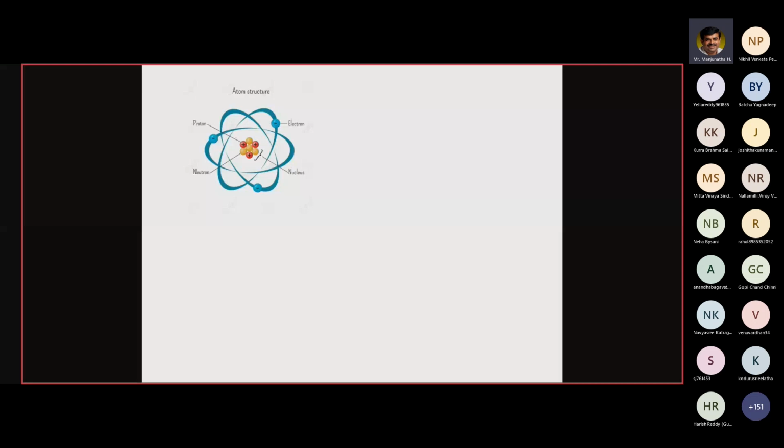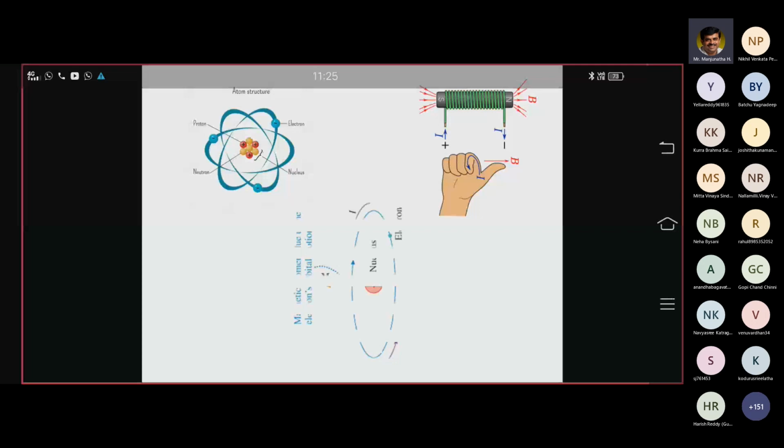Then they started thinking, what will happen if the current is in a circular path? This is the striking fact. You all know, students. I will just write one small thing here. Let me explain. Just a minute, students.